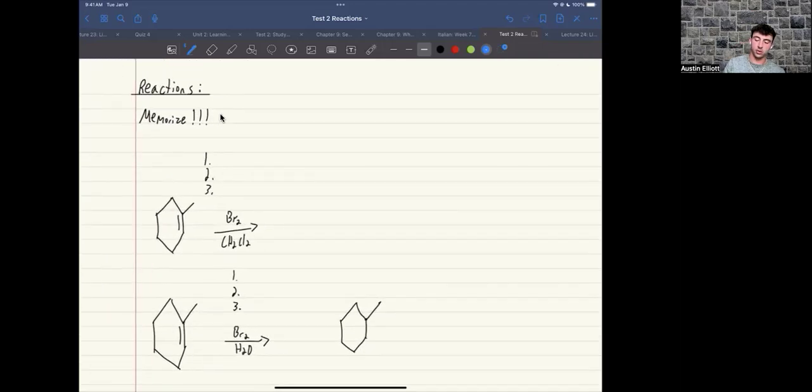So with this, we're going to add a bromine and another bromine. So we're going to get two bromines added from this. It's going to add anti-addition, so that means the groups are going to be opposite directions.